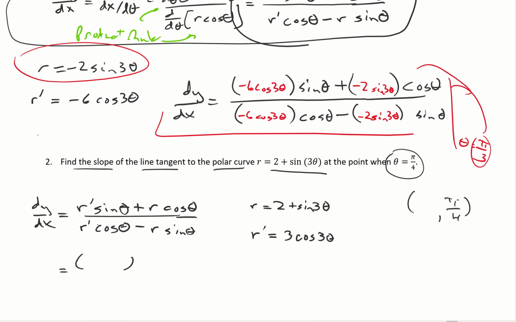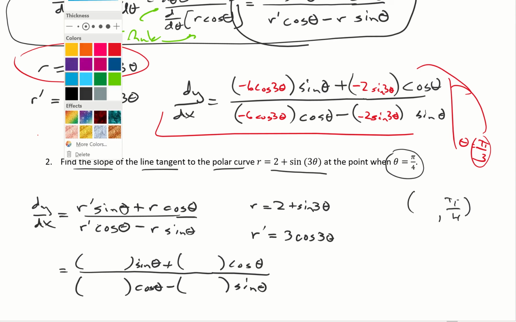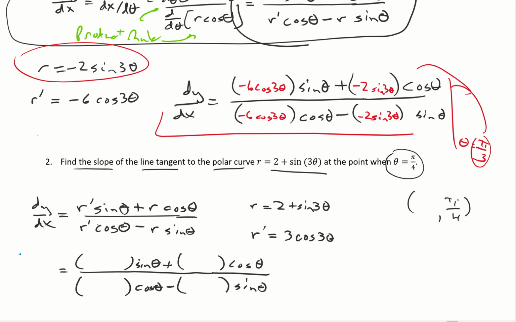You're going to get r prime sine theta plus r times cosine. And then you switch things. It's r prime again cosine, but then a minus r and sine. You good? So let's plug these guys in. I don't like red. Let's go with blue, cool blue. We're going to plug in r prime, which is 3 cosine 3 theta here, and here. This is how it's done, baby. And r is 2 plus sine 3 theta.